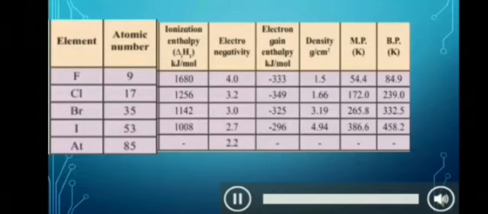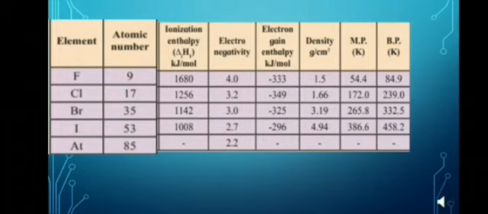Now in group 17, ionization enthalpy of halogens is very high. The ionization enthalpy decreases on moving down the group. The very high ionization enthalpies of halogens are due to their small atomic size and high effective nuclear charge. Fluorine atom is the smallest. Its ionization enthalpy is highest and it has no tendency to lose its valence electron.